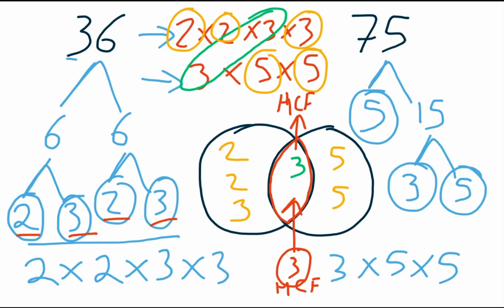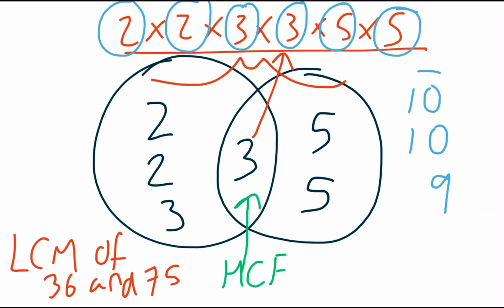If you're doing this without a calculator, nice and simple. 5 times 2 is 10. 5 times another 2 is 10. 3 times 3 is 9. 10 times 10 is 100. 100 times 9 gives me 900. If I go up in my 36 times table and my 75 times table, when will I get the lowest common multiple? Meaning, when will they both meet at the same number? They'll both meet when they hit 900.